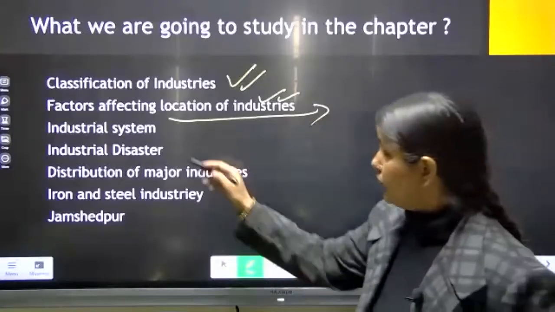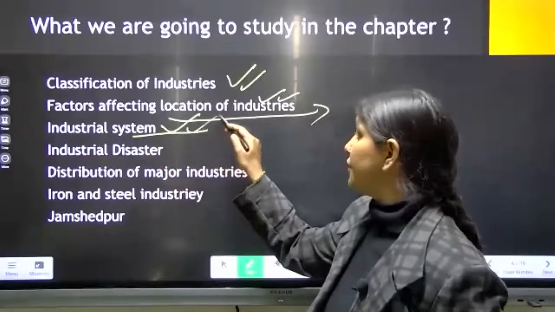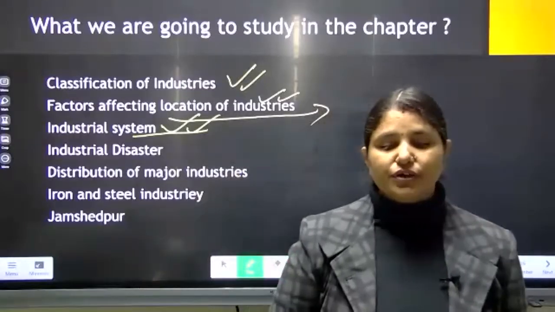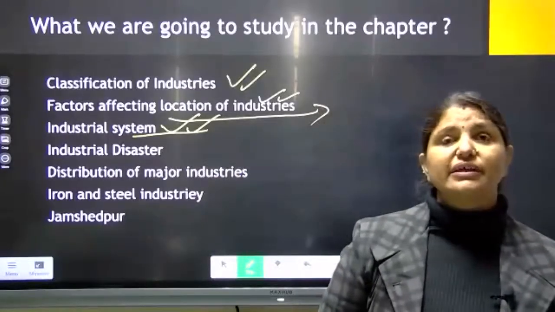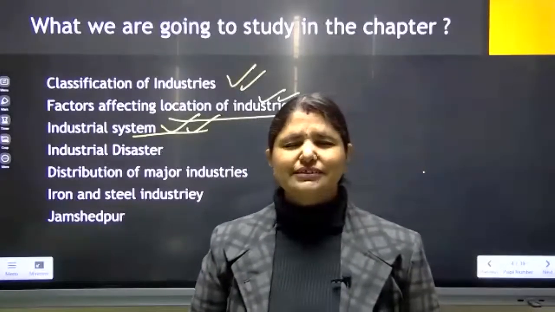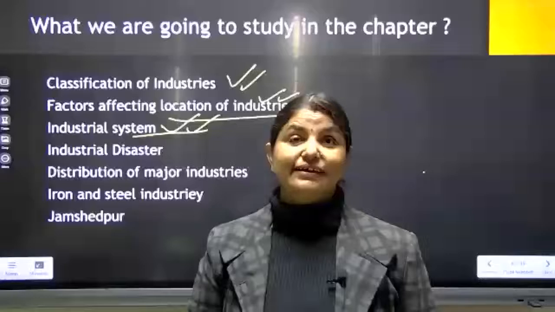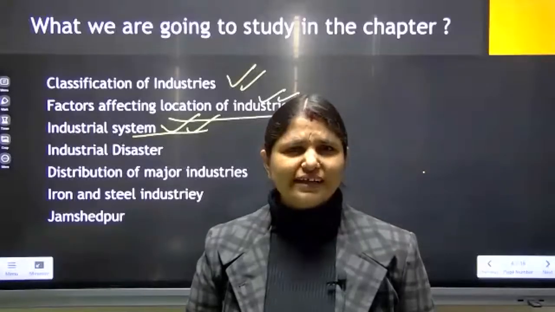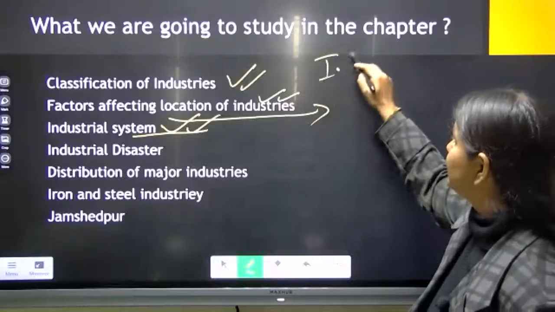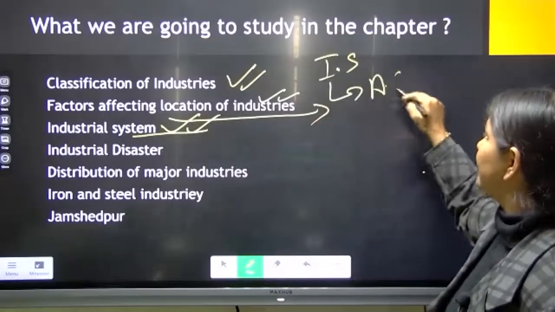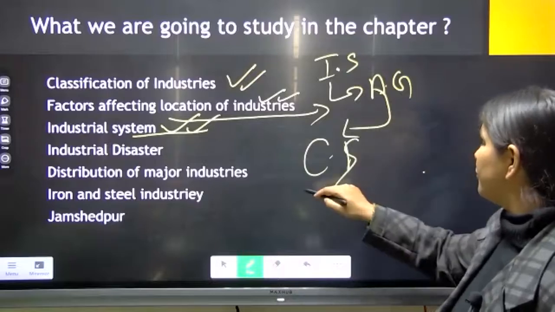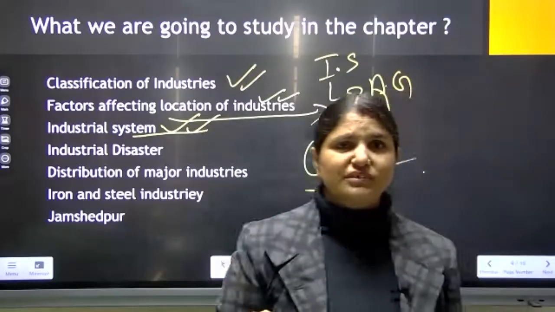Okay. The next topic we will study over here is the industrial system. Now, the industrial system is just like the agriculture system. So what is the agriculture system? Agriculture system is just like a computer system. So what is the computer system?